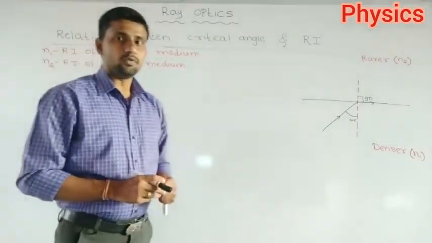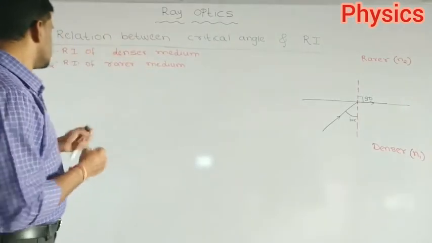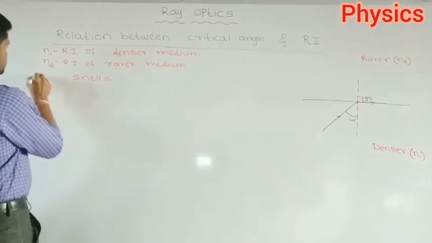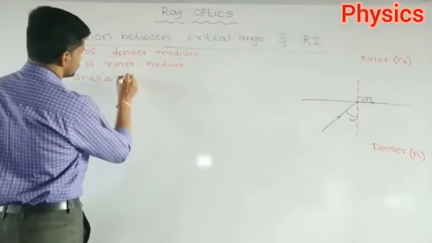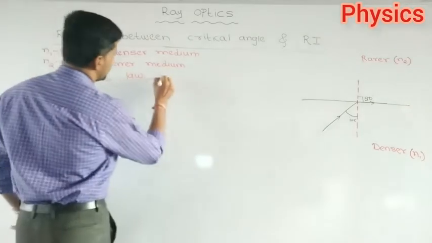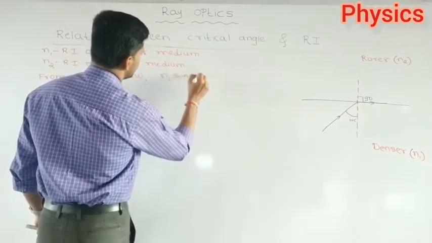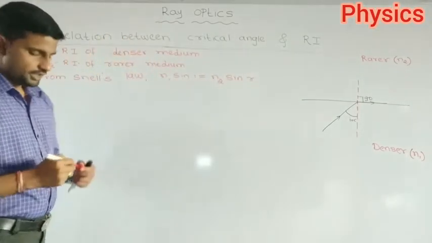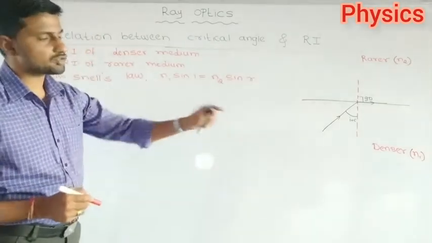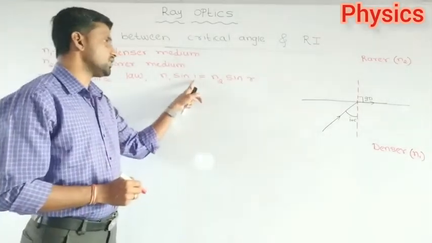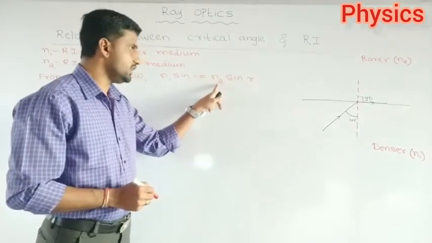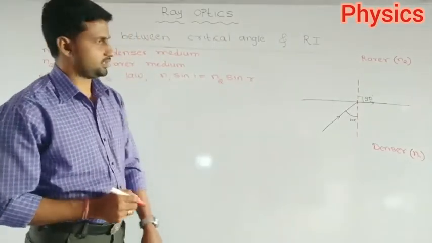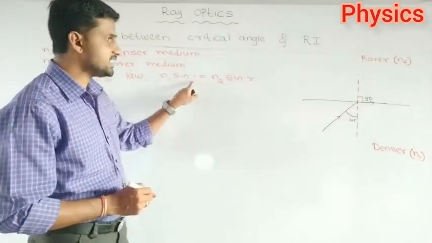We know that from the laws of refraction we got Snell's law. From Snell's law I can write N1 sin i equals N2 sin r. Here N1 is the refractive index of the denser medium and i is the angle of incidence, and N2 is the refractive index of the rarer medium, r is the angle of refraction. But here in this case i equals C.